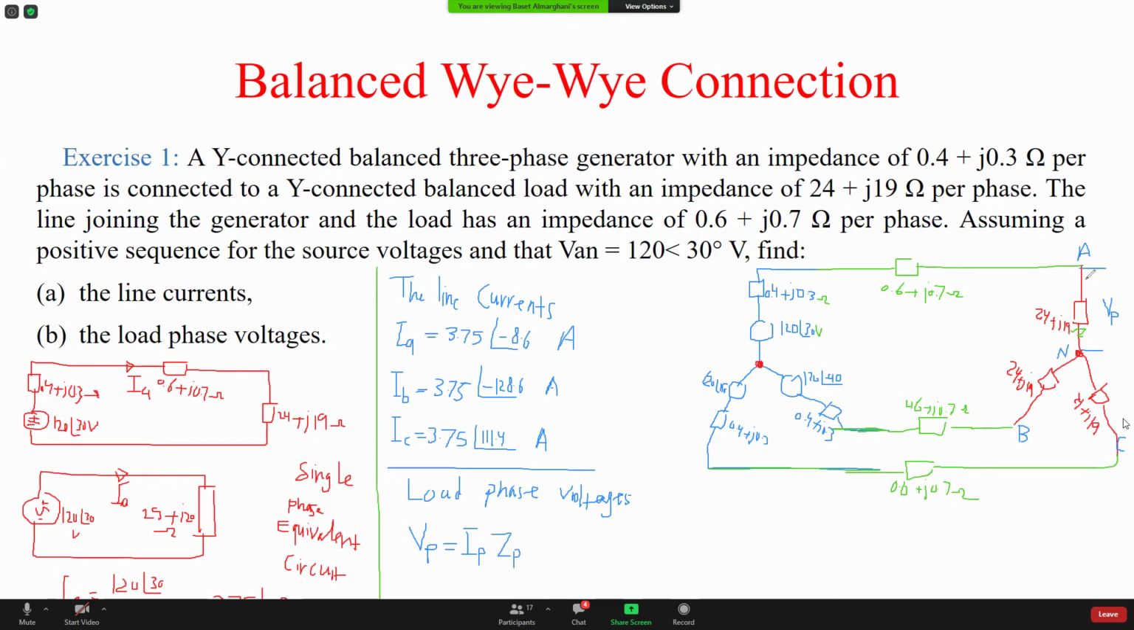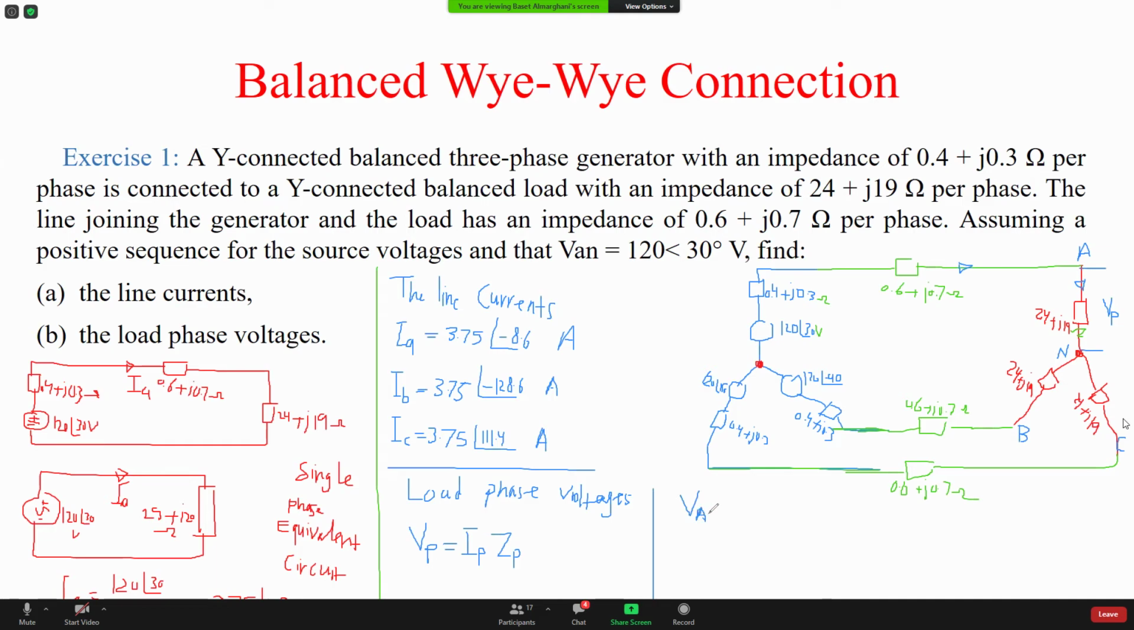What is the current in the phase here? It's exactly the same as the line current. The line current and the phase current are the same. So what they found as the line current here is going to be through the phase. If I multiply it by the impedance, I'm going to get the voltage across the phase, across the load impedance.